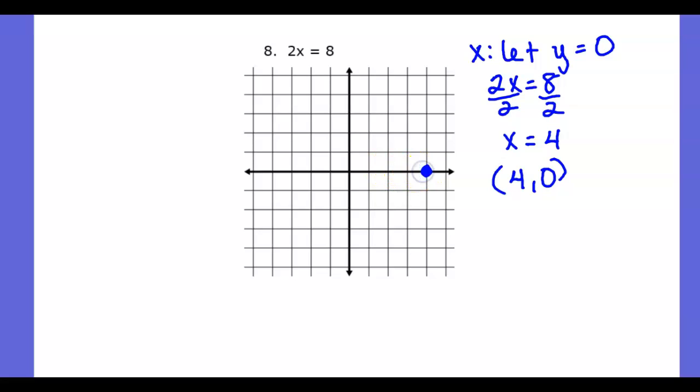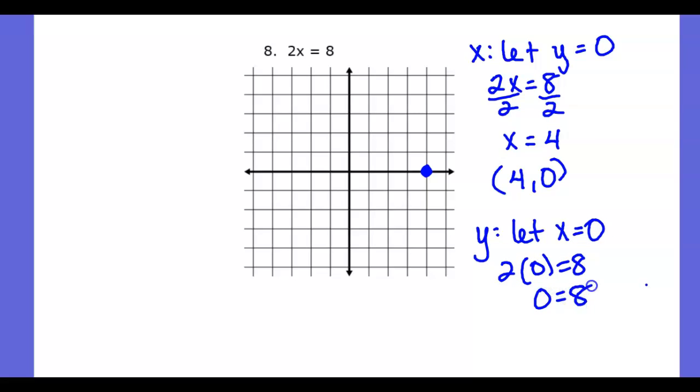All right, but now let's look at our y-intercept. We let our x be 0, and we're left with 2 times 0 equals 8, or 0 equals 8. That's a false statement, so there is no y-intercept. Okay, what does that mean? Well, this is the y-axis. This line is never going to cross it, because it is a vertical line. Okay, that line goes on forever. It's never going to cross the y-axis.